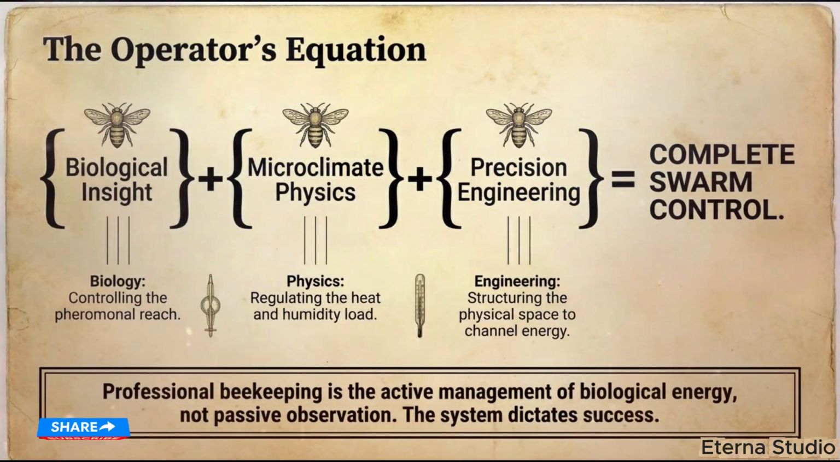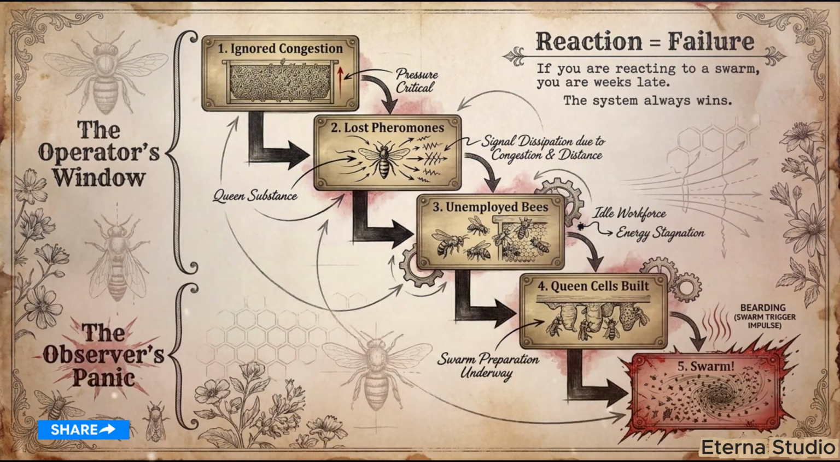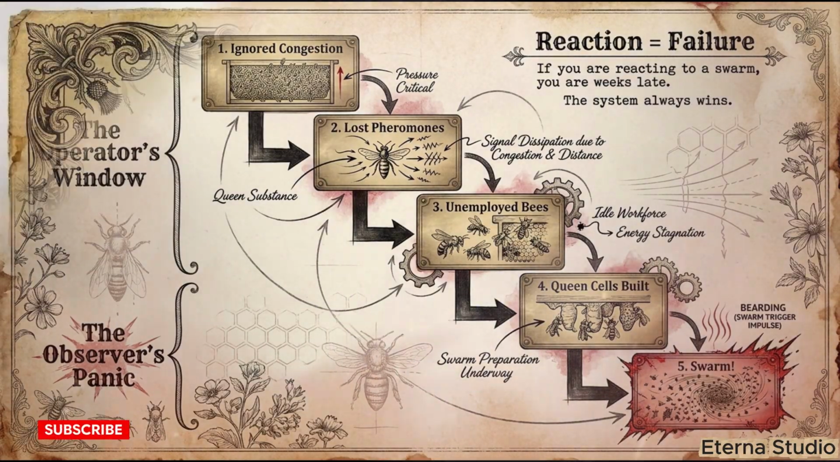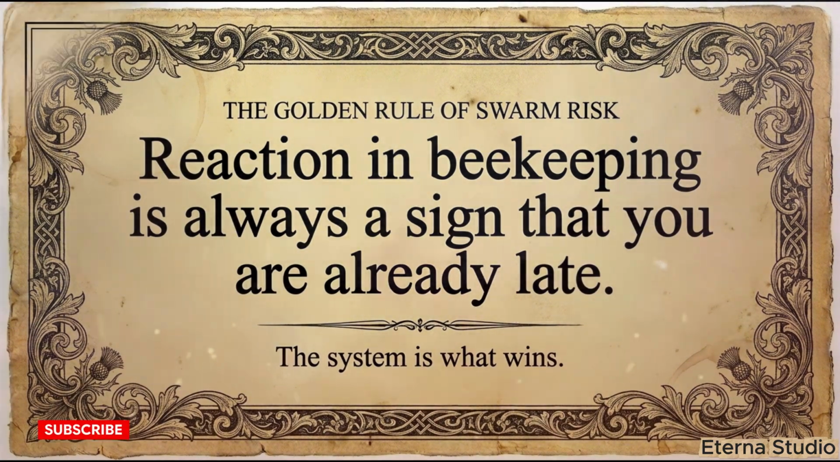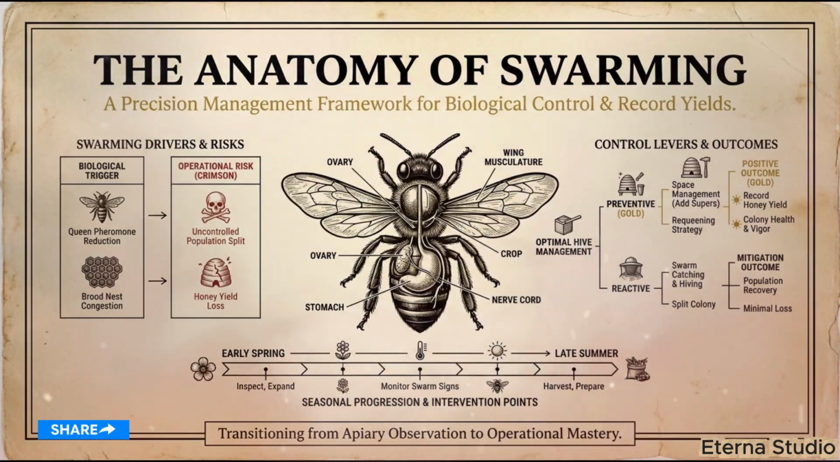The beekeeping we teach here is a fusion of biology, physics, and precision engineering. If you want to understand how a colony thinks before it even reaches the idea of swarming, you must follow our system. Reaction in beekeeping is always a sign that you are already late. The system is what wins. Swarming is natural, but for a professional beekeeper, it is a sign of lost control.